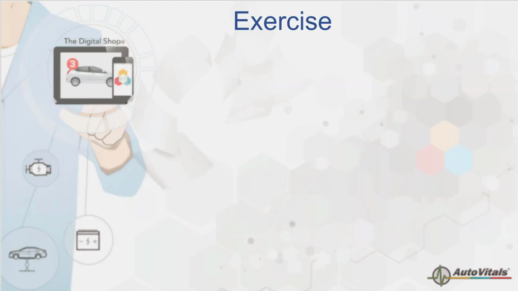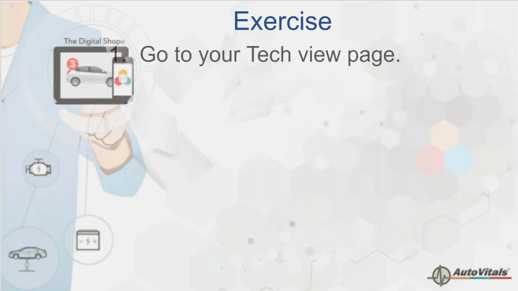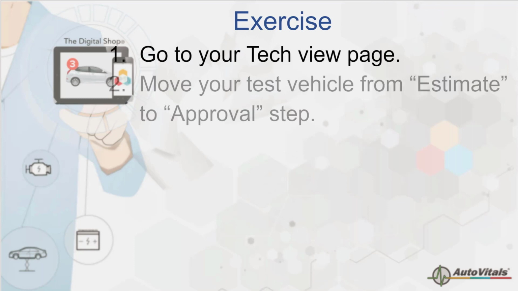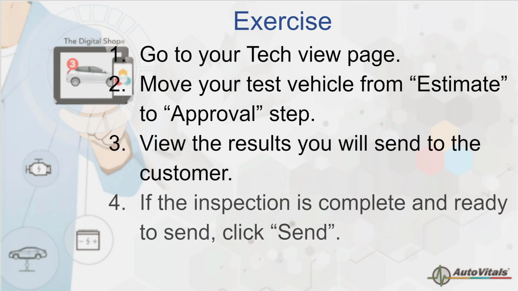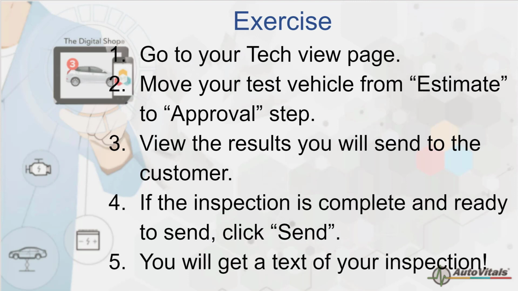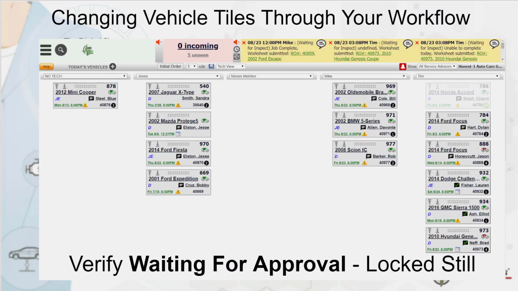So where we're going to move to next is we're going to go to your technician view page and we're going to move it from estimate to the approval step. We're going to view the results and we're going to send it to the customer and then let the customer get it on their device. So let's go ahead and open a live shop.